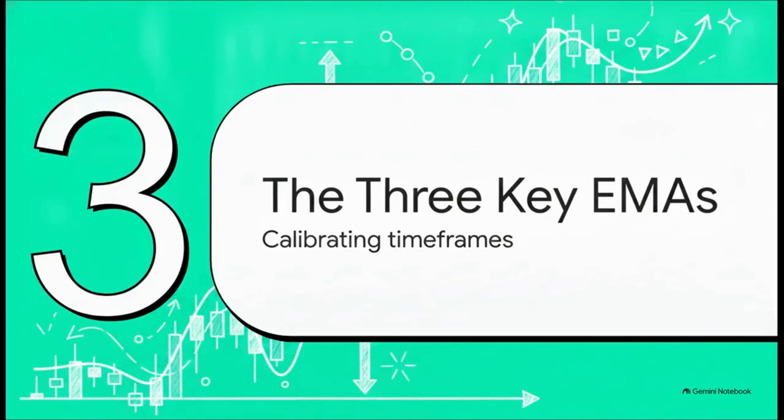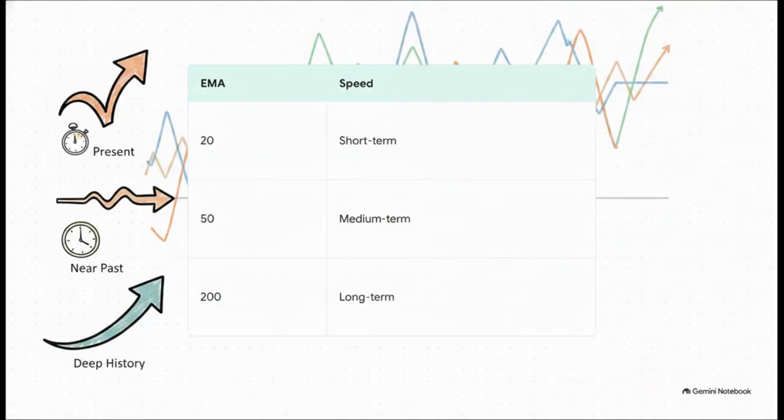Section 3. The 3 key EMAs. Calibrating your timeframes. Now, what's really interesting about this slide is how these specific numbers, the 20, the 50, and the 200, capture completely different market speeds all at a glance.